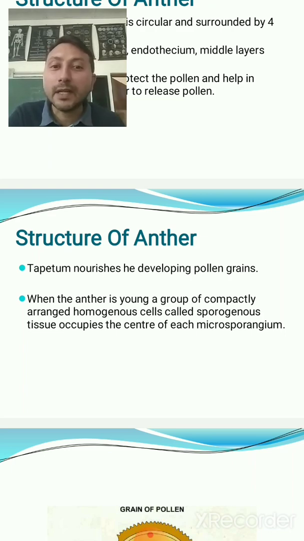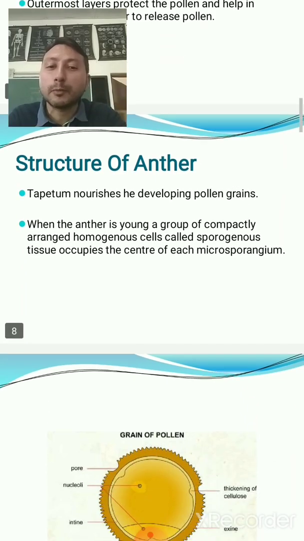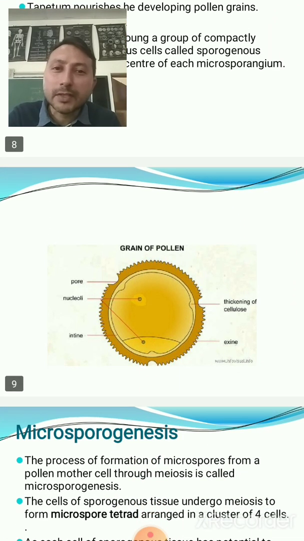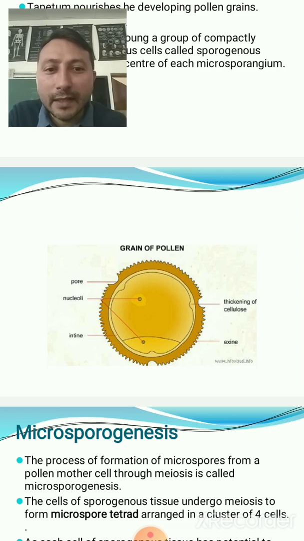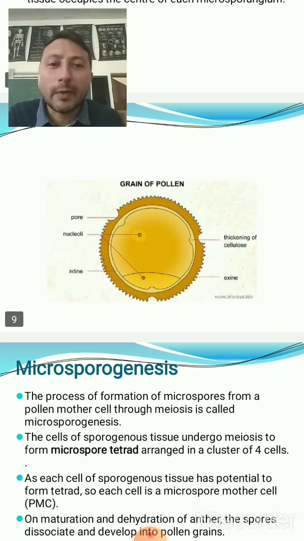When the anther is young, a group of compactly arranged homogeneous cells called sporogenous tissue occupies the center of each microsporangium. And when we observe the structure of a pollen grain, it is also made up of 2 layers. The outer layer is exine, the inner layer is intine. There are small pores through which the pollen tubes will develop, and these pores are also very important. The outer layer is very thick and is made up of sporopollenin, and the inner layer is called intine.